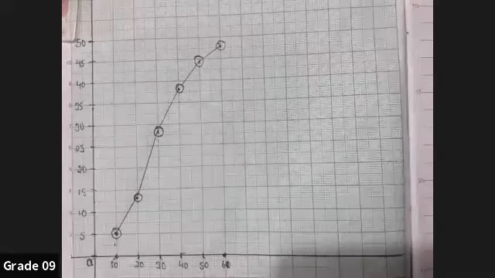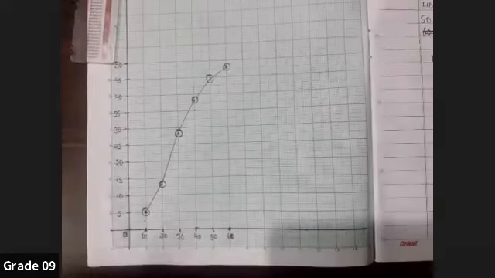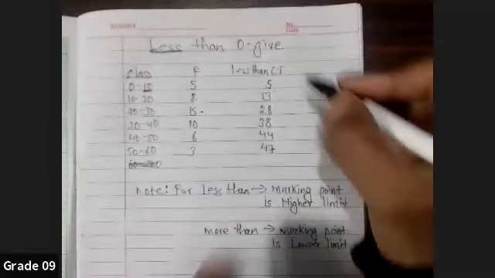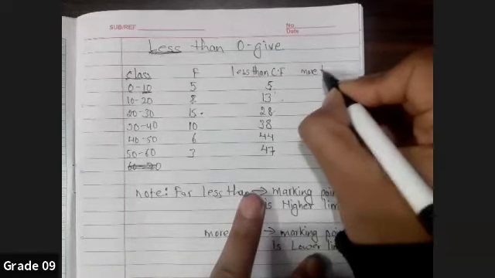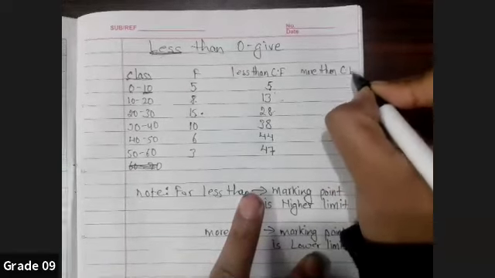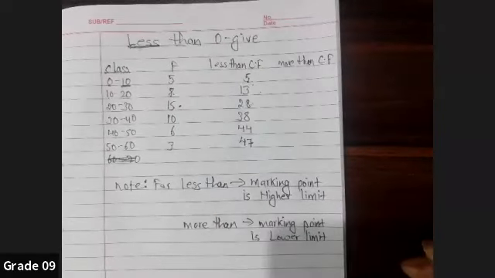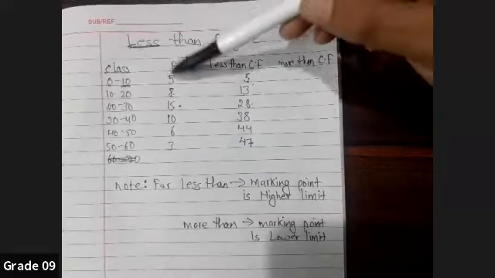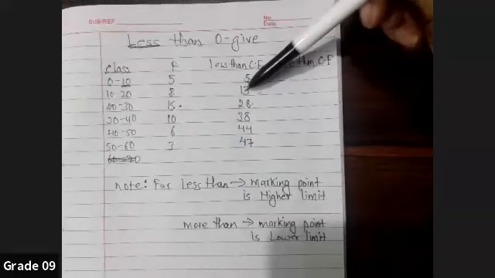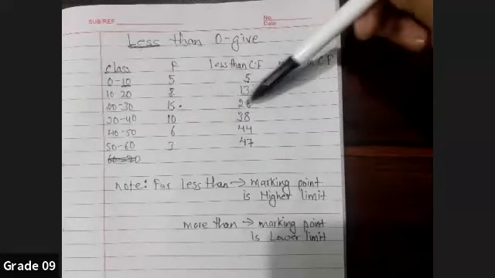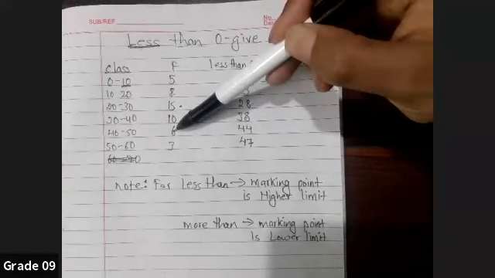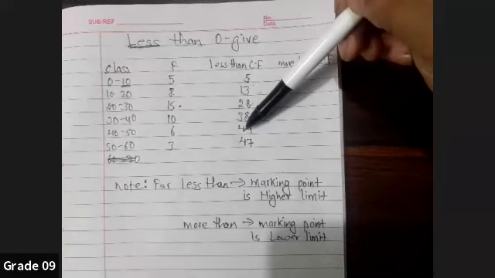So for the more than ogive, I'm going back to the table. Now for the more than ogive, we have to make the more than CF. Remember, it's also very simple. For the less than ogive, we did it like we do in the median. We add 5 here, 5 plus 8 is 13, 13 plus 15 is 28, and in this way we added each new frequency with the previous value and got a new value again.